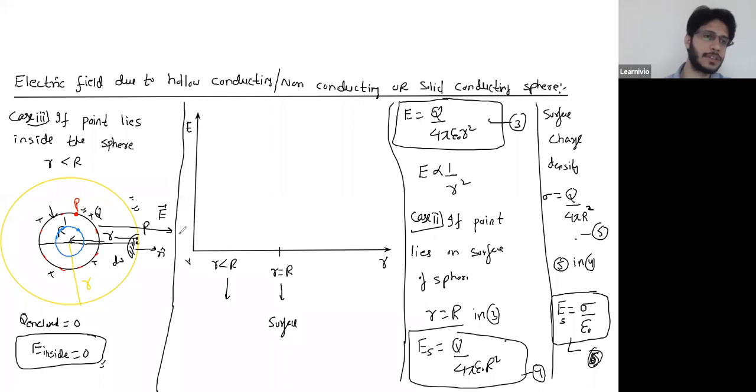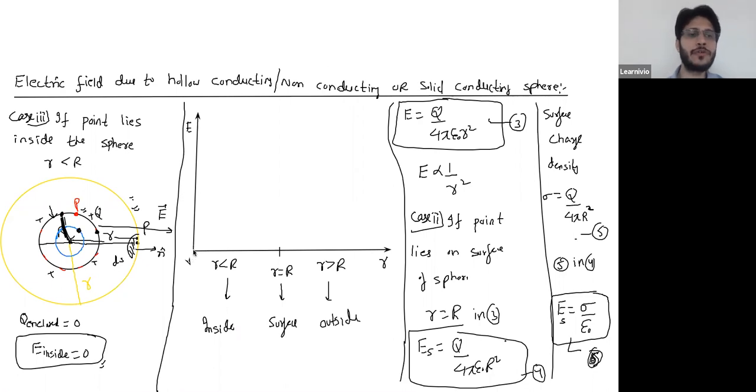If this is the surface of the sphere, and I'm saying that R is less than capital R, is this point inside the sphere or outside the sphere? This is inside. The radius of the sphere is capital R. So R equal to capital R means on the surface. R less than capital R means the point will lie inside. And if R is greater than capital R, this point will lie outside. Okay, now let's plot the graph.